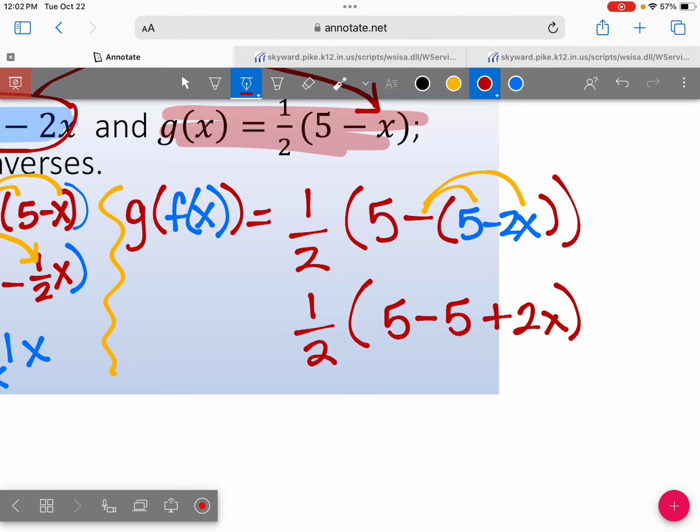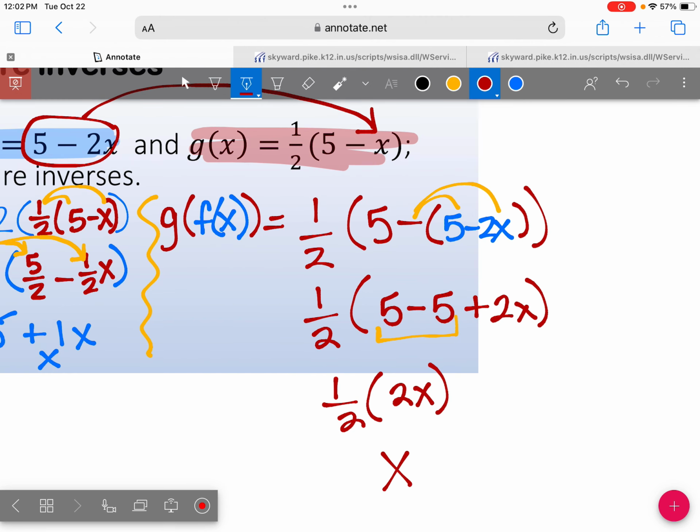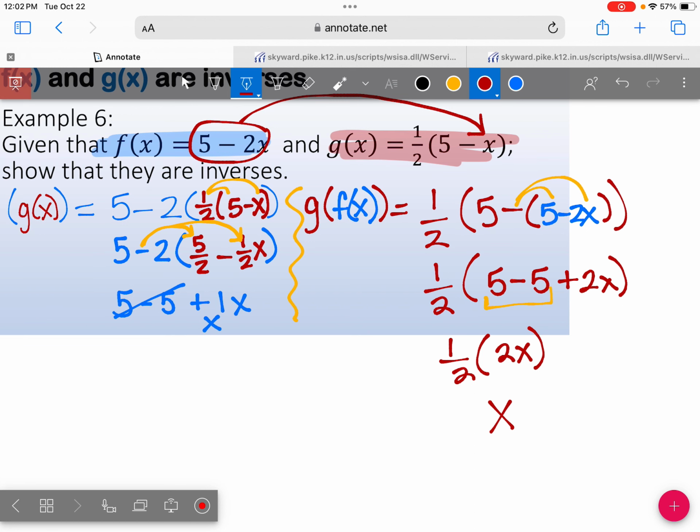So now we're going to simplify the 5 minus 5, which is 0. And that leaves me with 1/2 times 2x. And what is 1/2 times 2x? 1x or just x. So the answer would be yes. f of x and g of x are inverses.